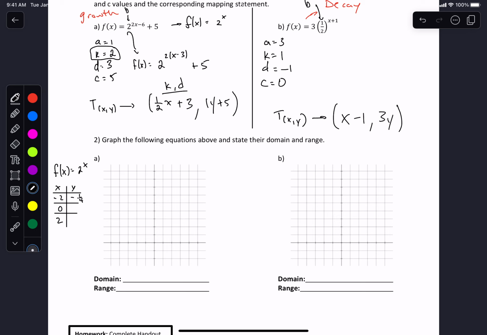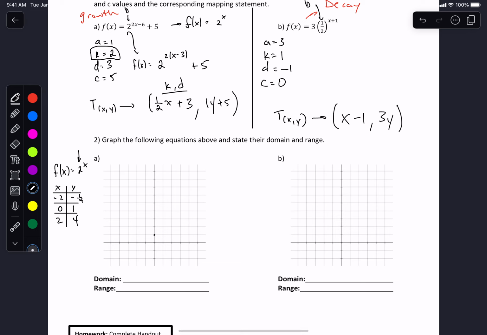Okay, if I input 0 into the equation, what do I get? 2 to the power of 0 is what? 1. And what's 2 to the power of 2? 4. Okay. So that's just a reminder. Those would be your key points for your base graph. Okay, and they're going to change depending on the base. You're just going to have to be a little bit careful with what the base is with these questions when you go to graph them, right?